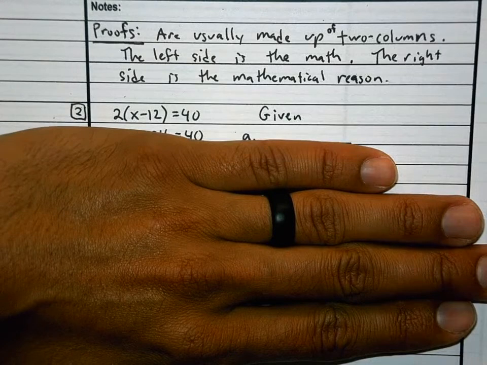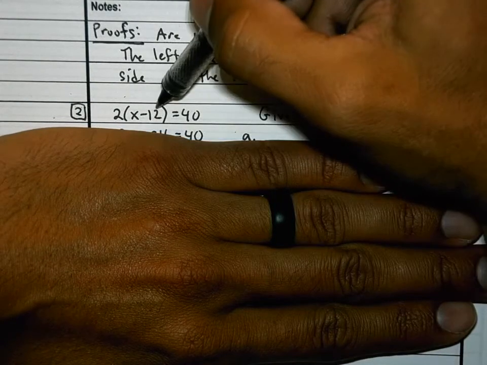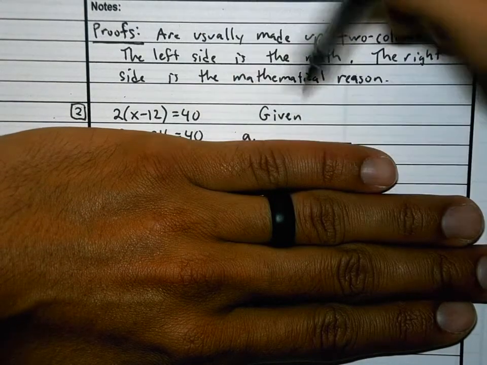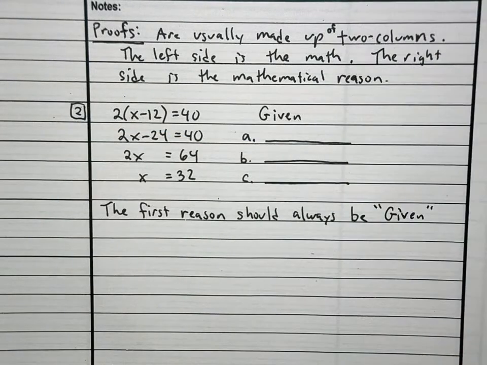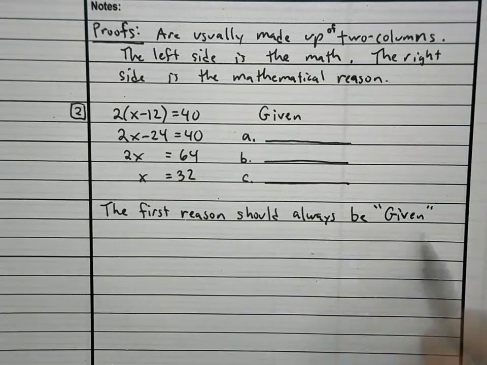The problem is 2 times something, x minus 12, is equal to 40. That is given. Given means that's what you're starting with. That's what you're given to begin with. Okay? The first reason should always be given. I need you to know that. Okay? That's why that reason is that.